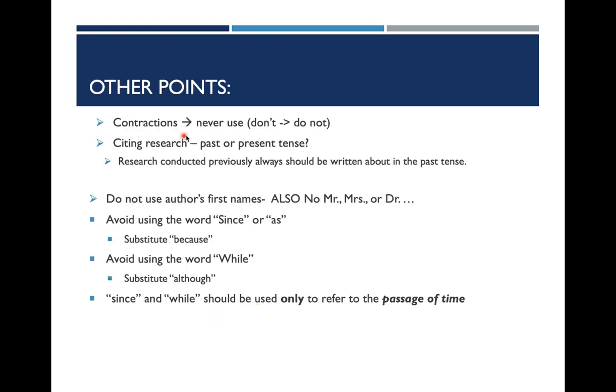We don't like contractions. Say do not, don't say don't. Don't is technically informal, and we want to remove that contraction. We want to write about previous research in the past tense. Don't write about it in the present tense. Don't use authors' first names or titles. No Mr., Mrs., Doctor. It doesn't matter. Remember, we're not talking about people. We're talking about ideas.